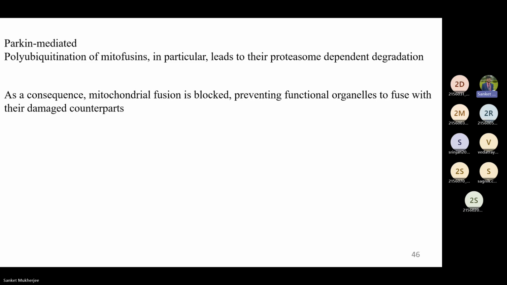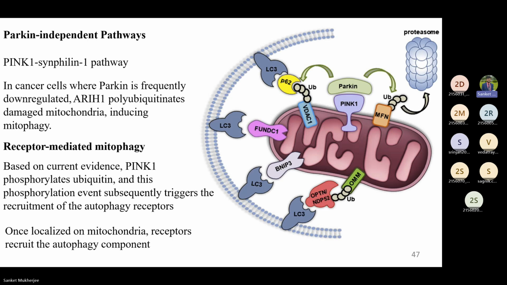So as I said, polyubiquitination of mitofusins leads to proteasome dependent degradation. And so what happens if mitofusins are degraded? Mitochondrial fusion no longer happens. So the fusion of the mitochondria is prevented in this process. Again, mitochondrial degradation could happen in two ways. One is Parkin dependent, another one is Parkin independent.